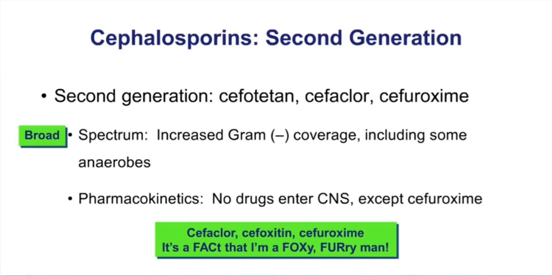Now, for you ladies, if you want to personalize that, you can just simply change that and say it's a fact that I want a foxy, furry man. Or perhaps you can decide which of those properties you want and which ones you don't want. But that's a way to think about 3 of our second-generation drugs. By the way, which one of those second generations is the one that can get into the CNS? That's right, the one that can go where the fur is, the furry drug.